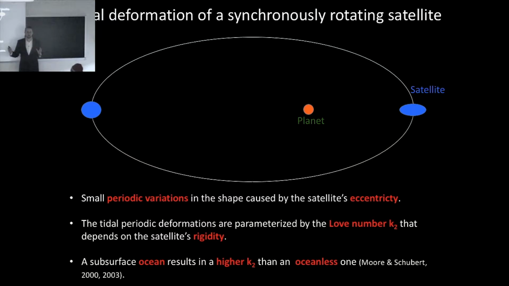This is, by the way, an exaggerated figure, but the amount by which an object stretches back and forth really depends on what's inside the object. So it depends on the rigidity of the moon. The parameter that represents this is the Love number called K2, and the higher K2 is, the more stretching happens. When there's an ocean beneath the icy layer, then the object will be stretching more. When there's no ocean, it will be stiff and will stretch less, so it will be deforming less.